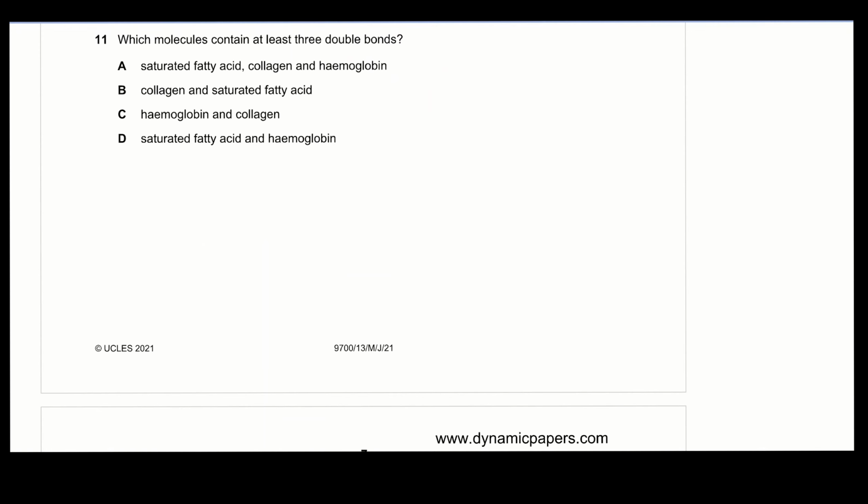11. Which molecules contain at least 3 double bonds? We all know that proteins have a carboxyl group, and this carboxyl group contains double bonds. So let's look for proteins. A, saturated fatty acid, this is incorrect. B, collagen and saturated fatty acid. Collagen is correct, but this is incorrect. C, hemoglobin and collagen. Because these are both proteins, C is the correct answer.